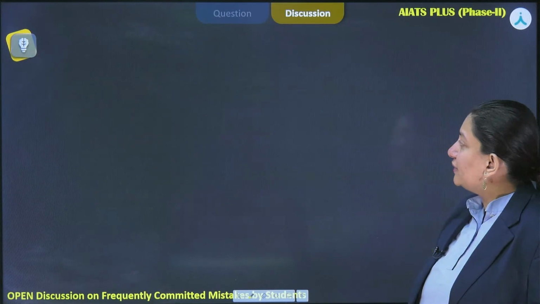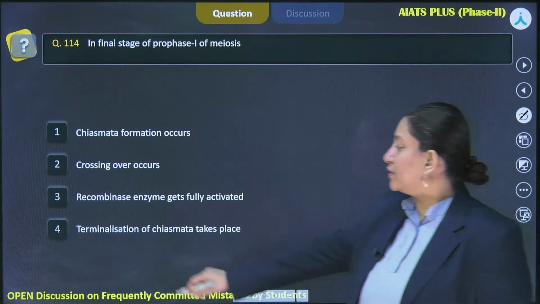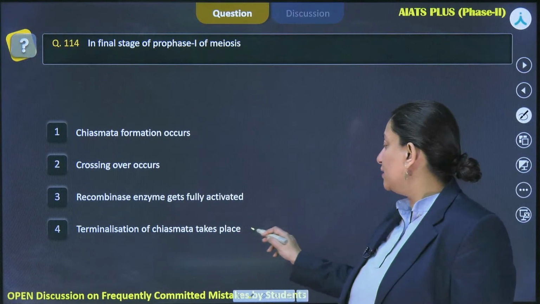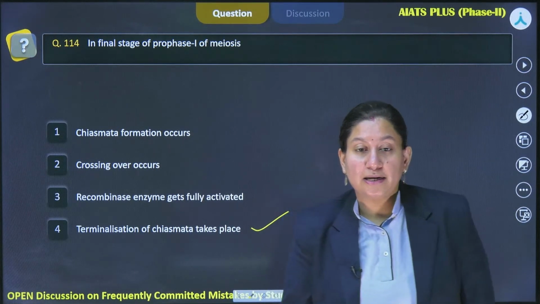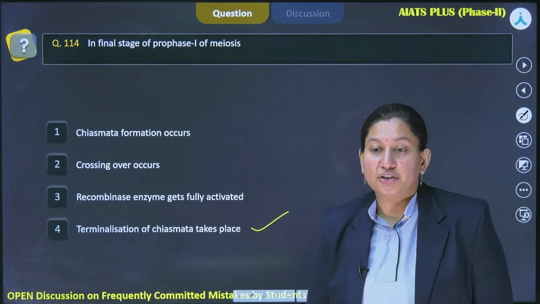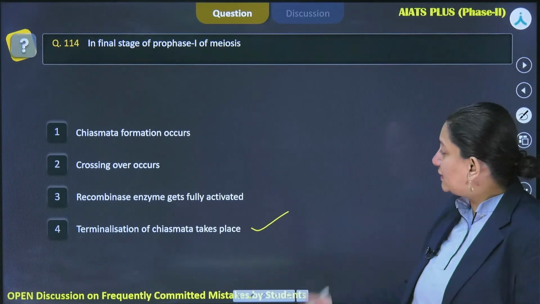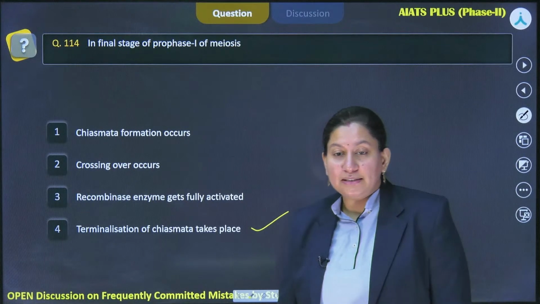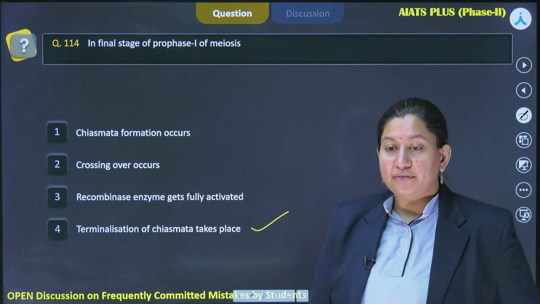So by this, if we get back to the question, it says in final stage of prophase 1 of meiosis, what we observe is terminalization of chiasmata. So that's absolutely correct, right? Clearly said by Sagnik, Ankul, Amit, wonderful. So terminalization of chiasmata takes place in diakinesis, the last stage of prophase 1. Wonderfully said, right? Bivalence and chromosome number in anaphase 1 and anaphase 2.